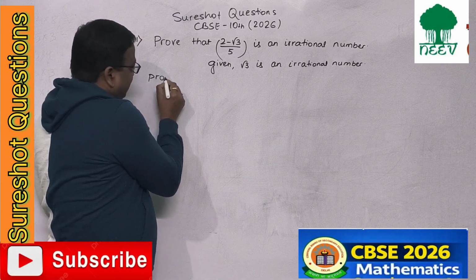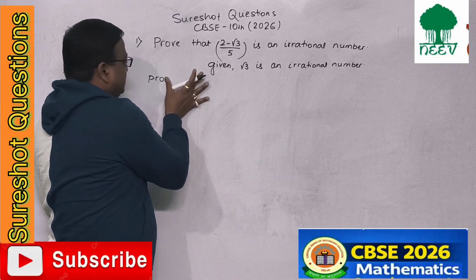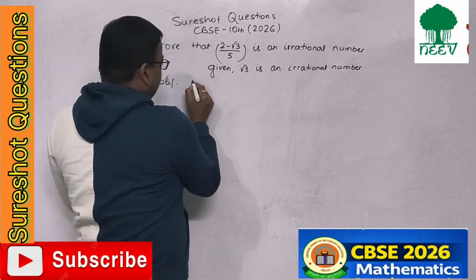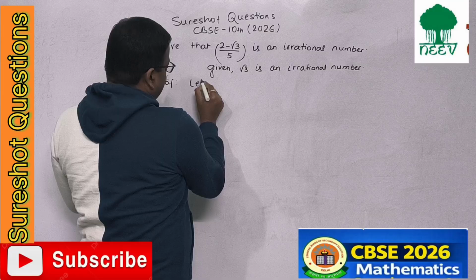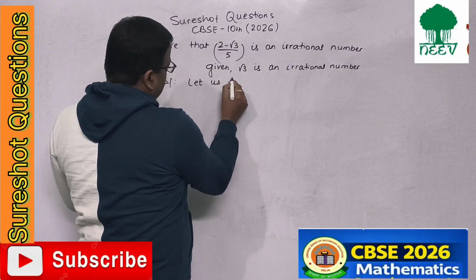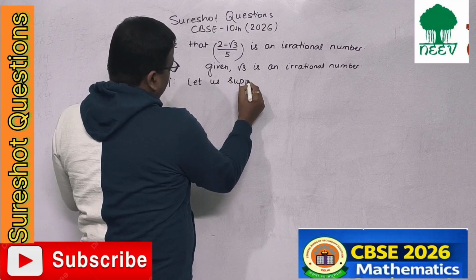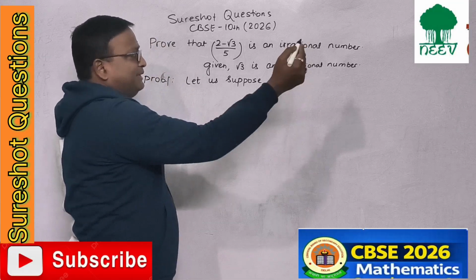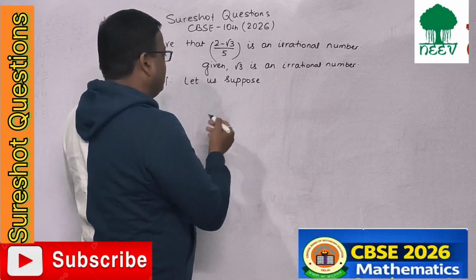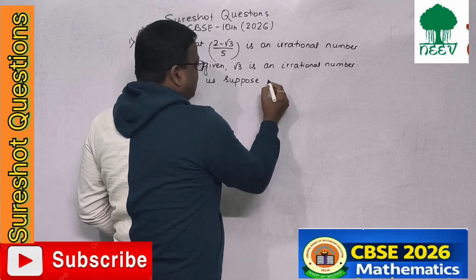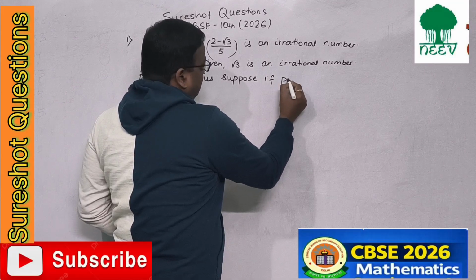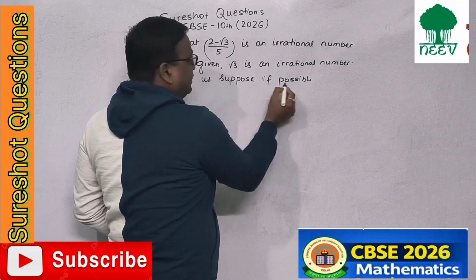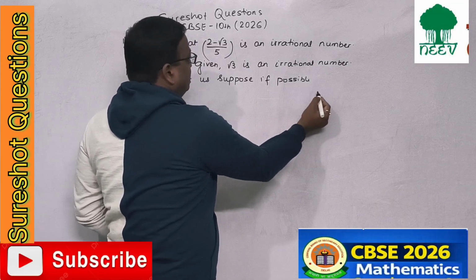So, till now we have practiced a lot. So first line will be what? Let us suppose. Some students write, let this be a rational number. No, we should not write that. We should write, let us suppose if possible. This line should completely come in your answer book.